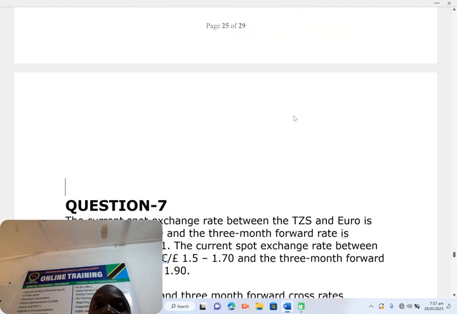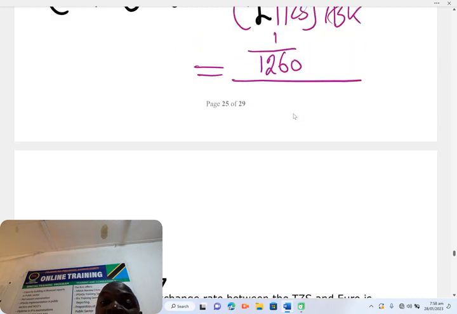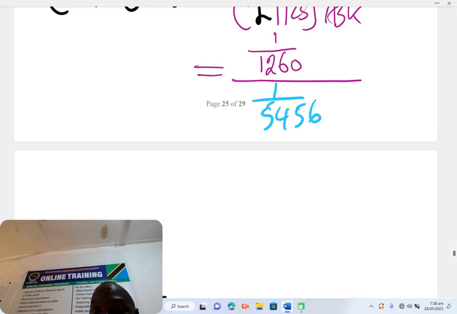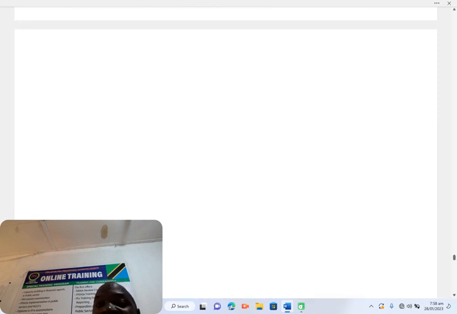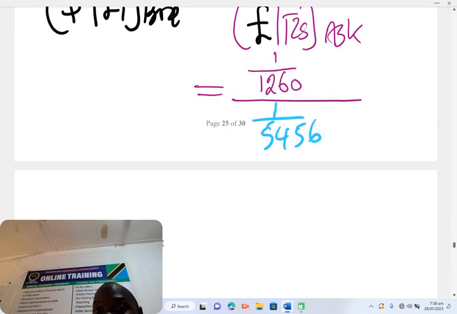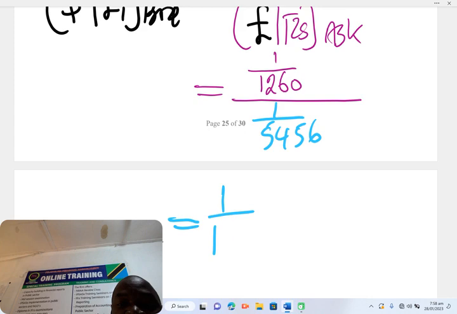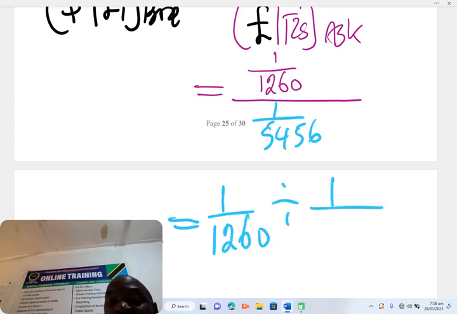2456. 1 over 5456. Is it clear? So using arithmetics from standard 1. Using arithmetics. This is not international finance again. So in arithmetics, we are having this 1 over this divided by 1 over 54, 56. This is very important.